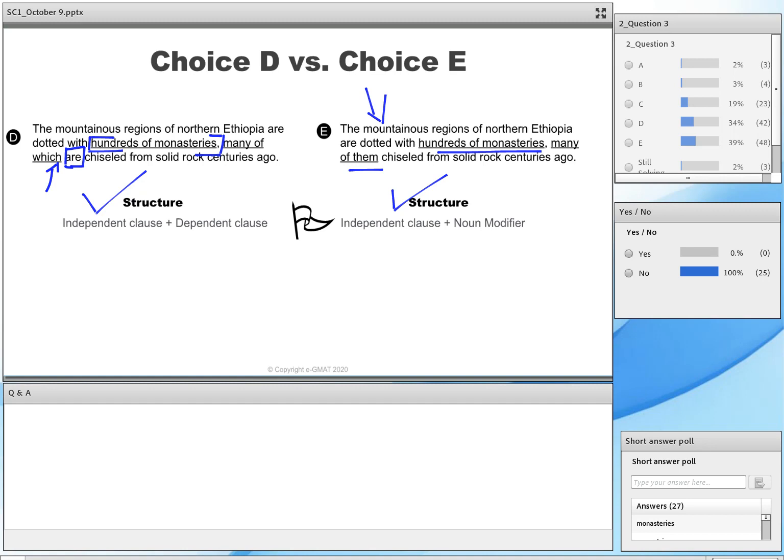Okay, so take a yes or no poll and answer this question. Are you with me on this explanation? Do you understand all of it? What's going on with choice D? What's going on with choice E?